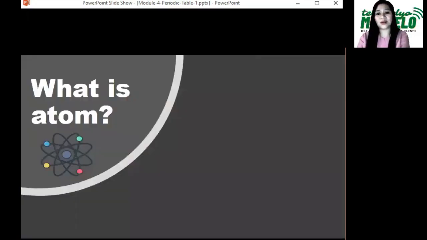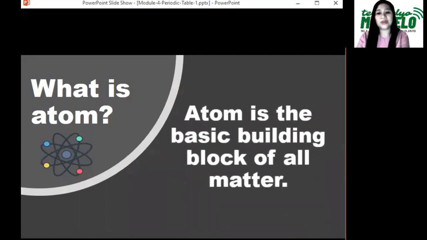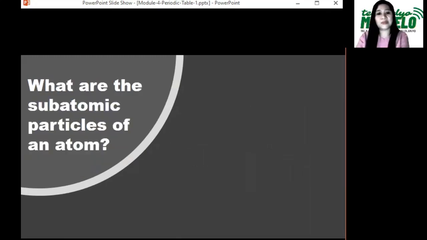Last week, we discussed all about the atom. And as a recall on the concepts about it, when we say atom, it refers to the building blocks of matter. They are too small to be seen with the unaided eye or even with the use of the ordinary light microscope. Scientists collected evidence that atoms are composed of three types of particles collectively referred to as subatomic particles. Can you recall what are the subatomic particles of an atom? Type your answers on the comment box.